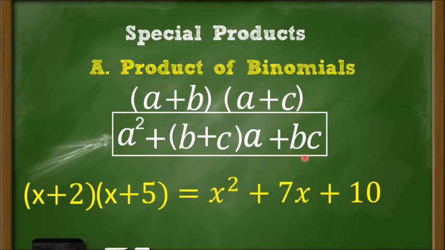And our last term is the product of b and c. So we have b as 2, and c as 5. So the product of 2 and 5 is 10. So the answer is x squared plus 7x plus 10, having the same result as when we use the FOIL method. So that's it for the first pattern.